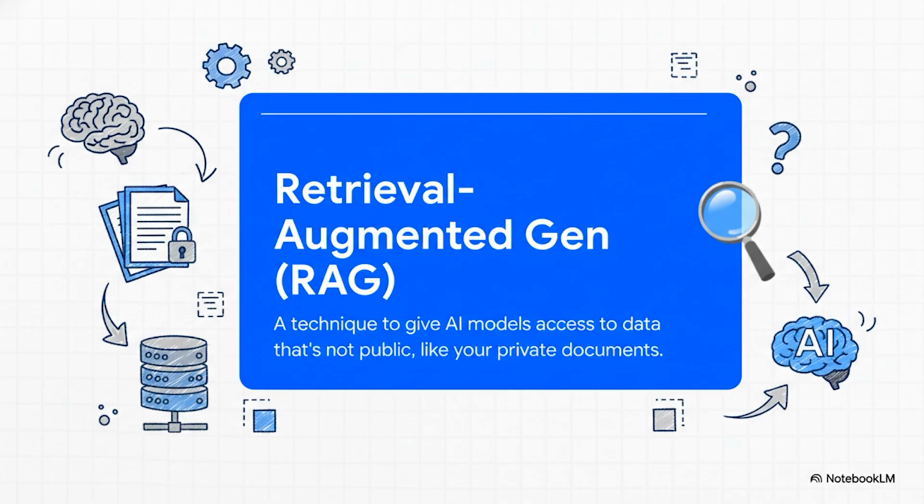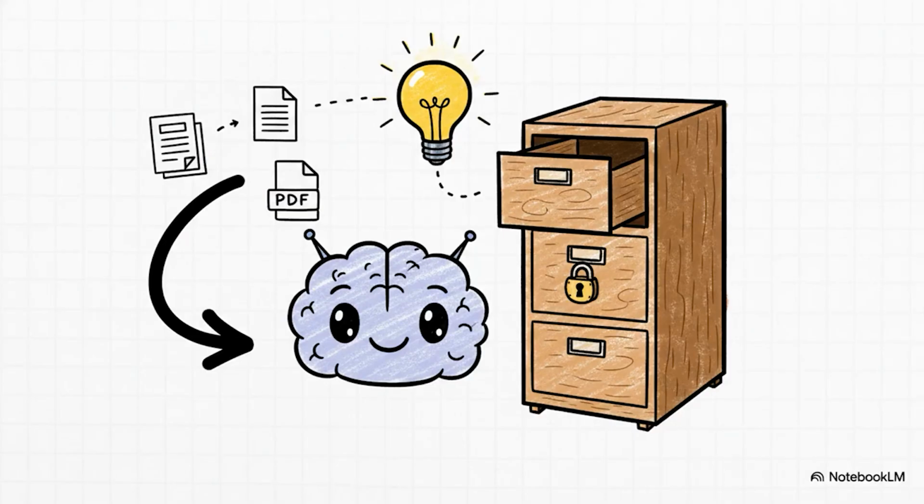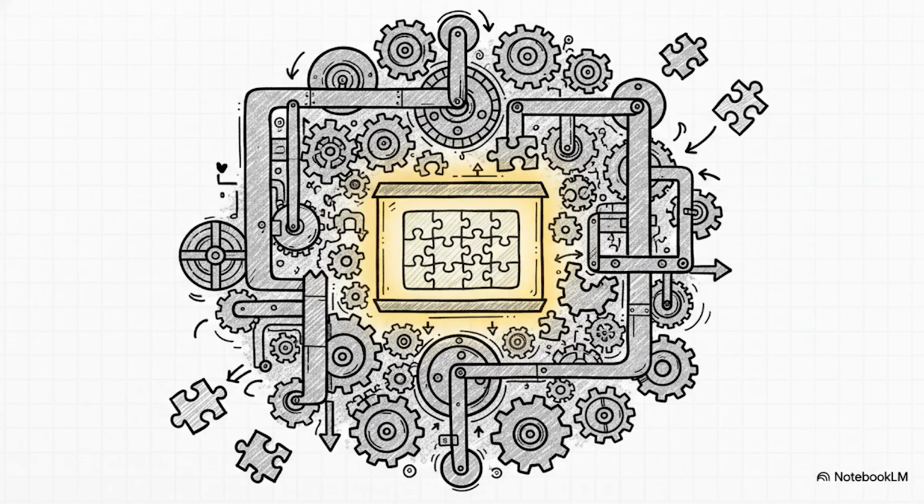And this, right here, is the absolute key to letting your local AI read and learn from your own private files. Honestly, the best way to picture RAG is to think of it like giving your AI its own private filing cabinet. You're basically building a secure local library of your own information that the AI can look through anytime it needs to answer one of your questions.